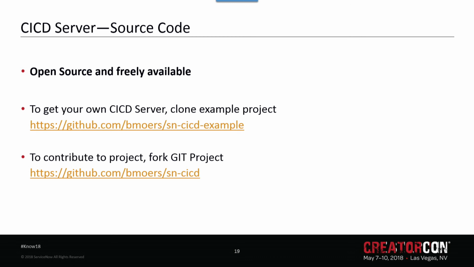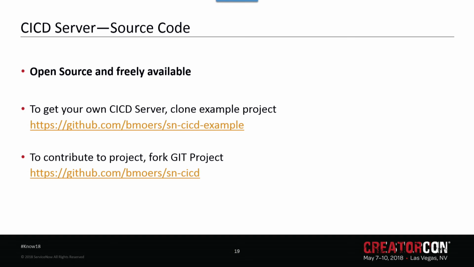It's freely available on the internet, in GitHub. There are two projects. The top one is the example, that will be your implementation of the CI/CD server. And the second one is the CI/CD server itself. The idea is the customizations are not done on the master project. They are done on your extension of that project.